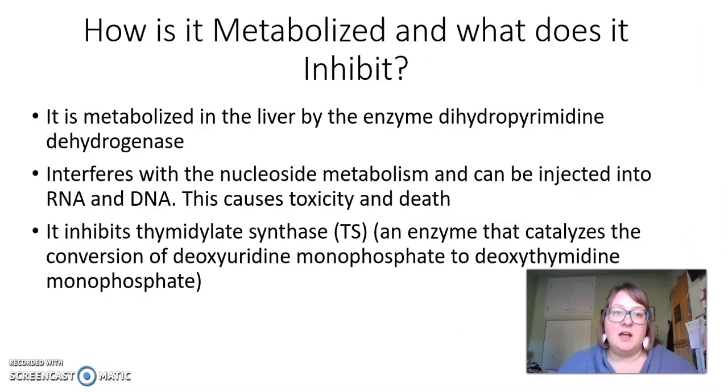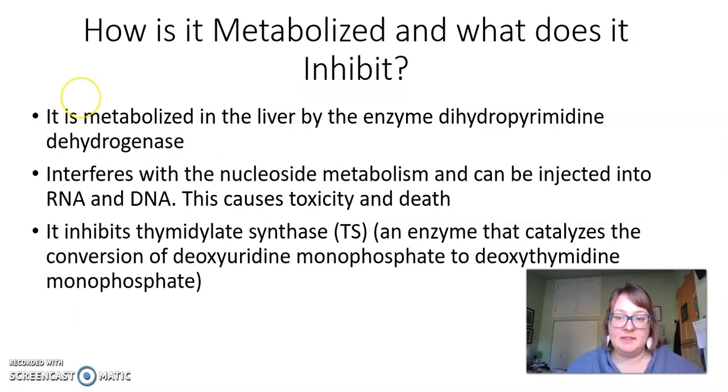Okay, back down here. How is it metabolized and what does it inhibit? So it is metabolized in the liver, as is most medications. It's broken down by an enzyme called dihydropyrimidine dehydrogenase. And it interferes with the nucleoside metabolism, and it then can insert itself into the RNA, into the DNA, which, as I just spoke about, causes the toxicity and the death of the cell.